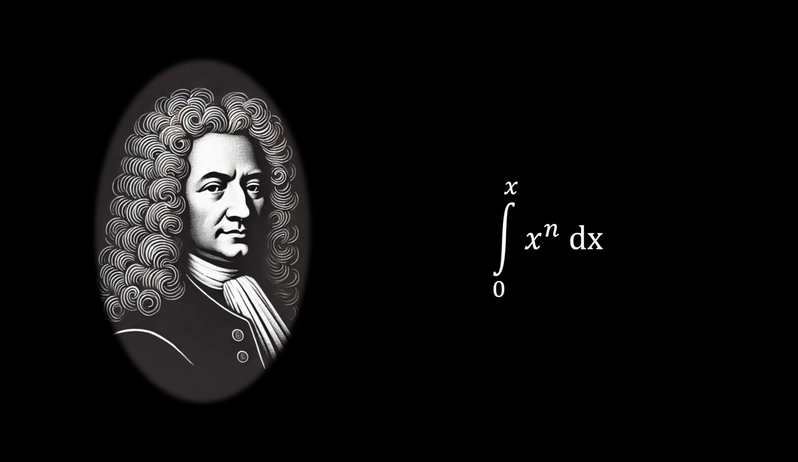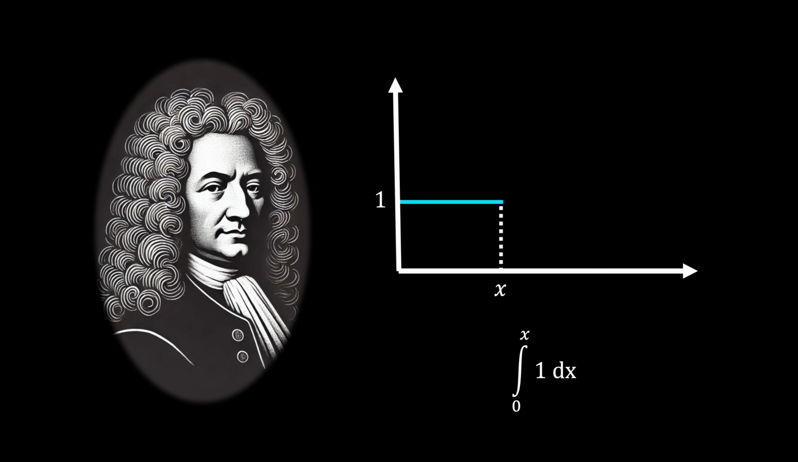To understand the power rule, let's look at a few examples. Start with a simple function where x is raised to the power of 0. This means the function is just a constant, 1. The area under this flat line, from 0 to x, is simply x. This tells us that the integral of 1 is x.